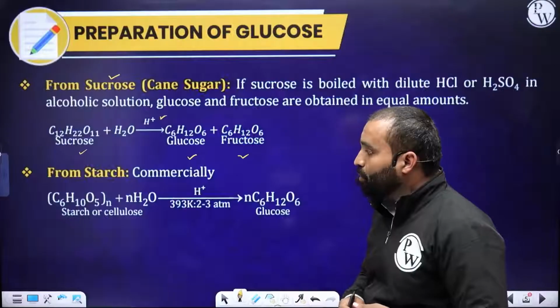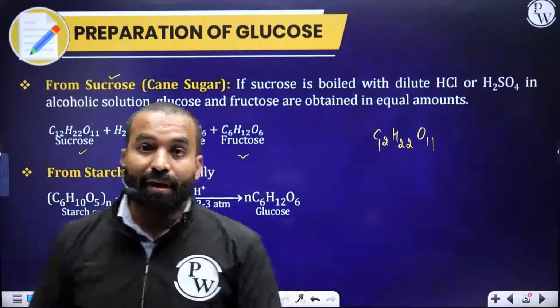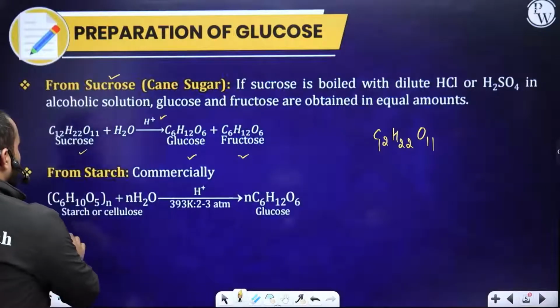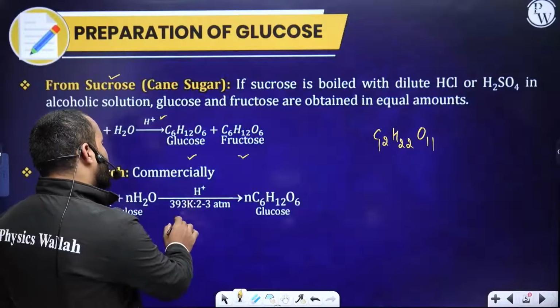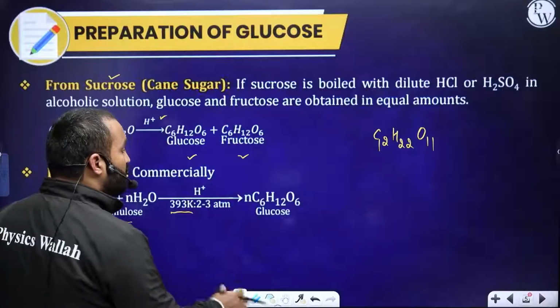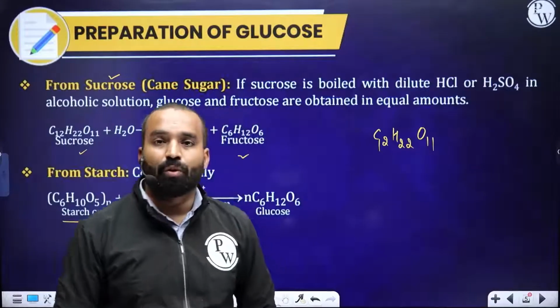How do we commercially obtain glucose? That is done starting from starch, or we can take cellulose. When you add a little bit of acid to it at a temperature and approximately 2 to 3 atm pressure, we can obtain glucose units.